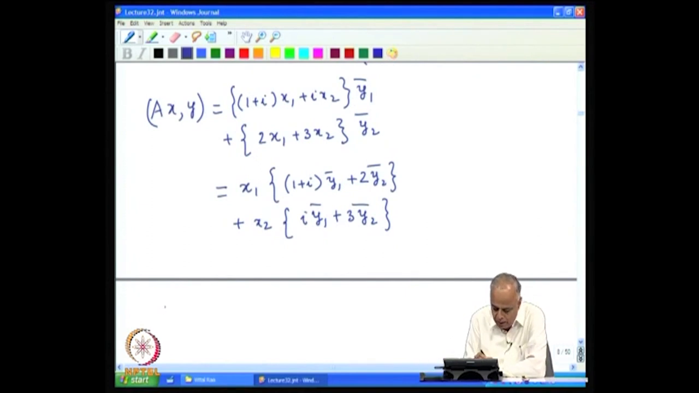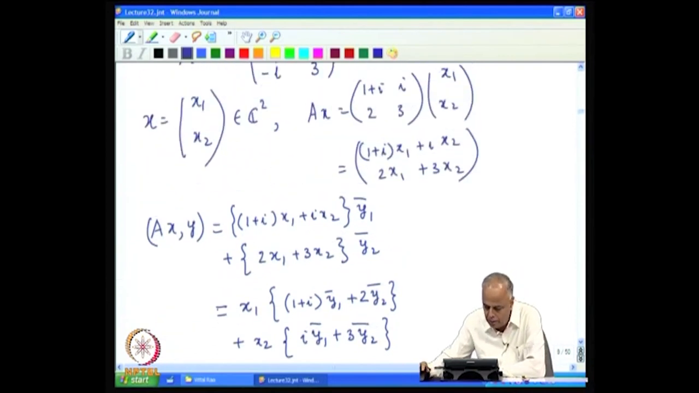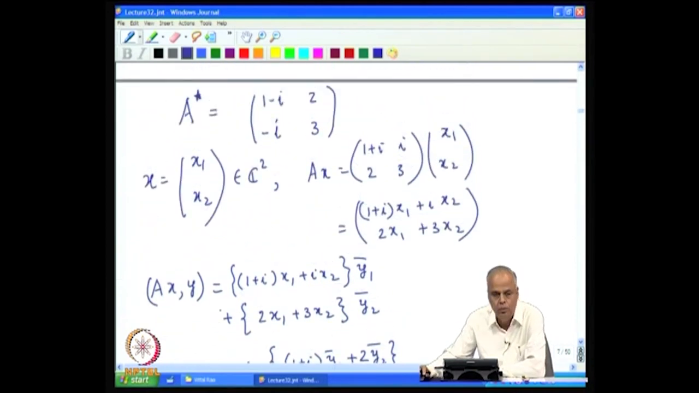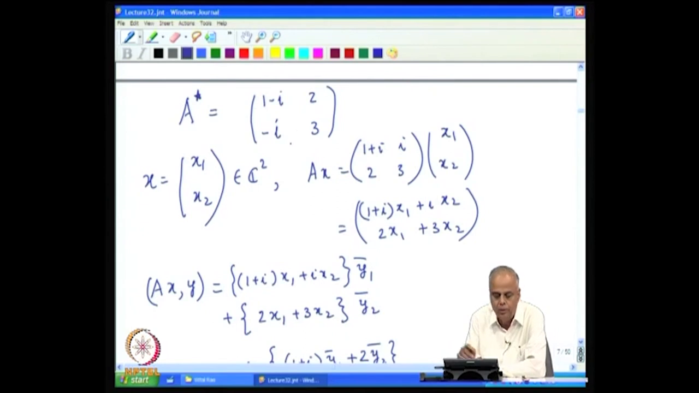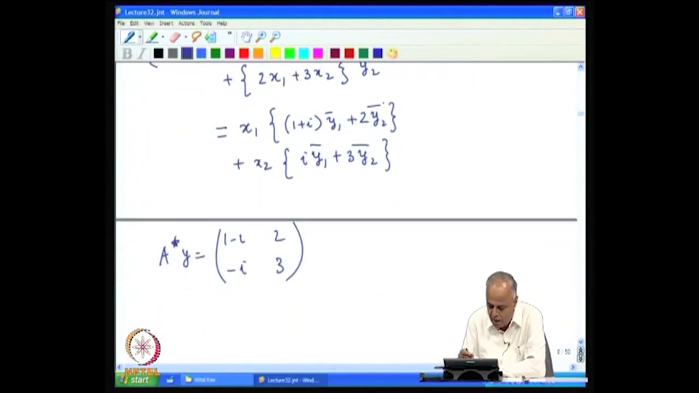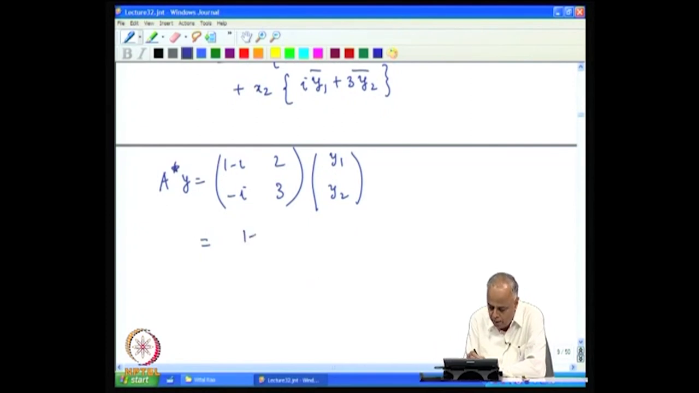Let us compute A star y. Recall A star is the matrix 1 minus i, 2, minus i, 3. Again, let us look at this: 1 minus i, 2, and minus i, 3 is A star. y is y1, y2. If we now take this product, this becomes (1 minus i) into y1 plus 2 y2, and minus i into y1 plus 3 y2.